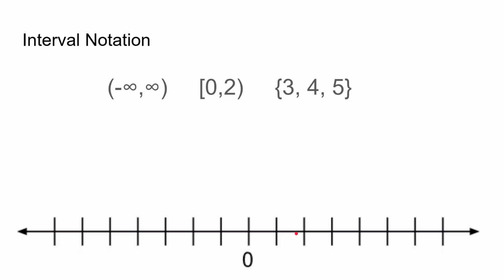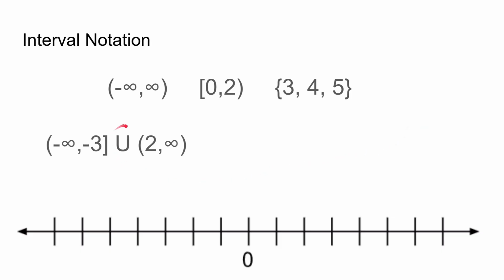1.99999, any number that's really, really close to 2, but actually at 2, it wouldn't be on that interval. Finally, with these braces, this just means discrete or distinct values. So this includes 3, 4, and 5, but not anything in between. So only 3, 4, and 5 with these braces. There's also some other notation.